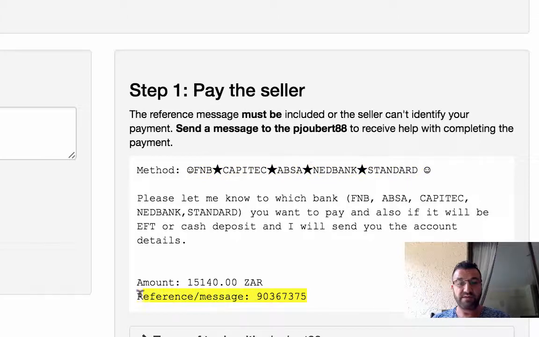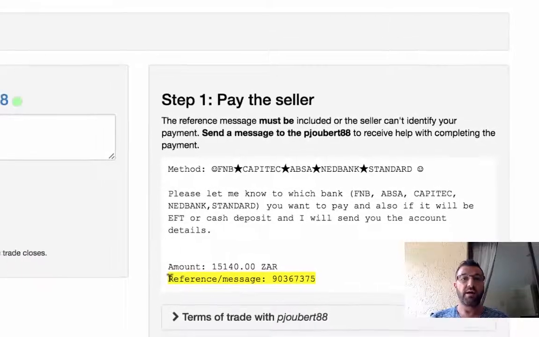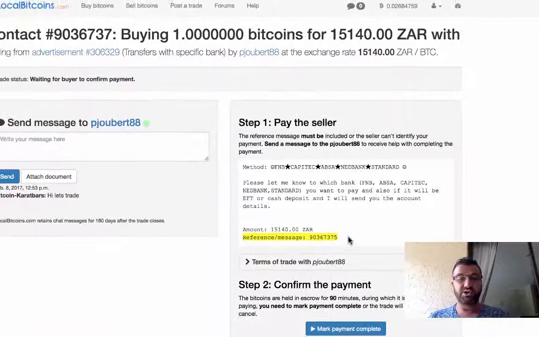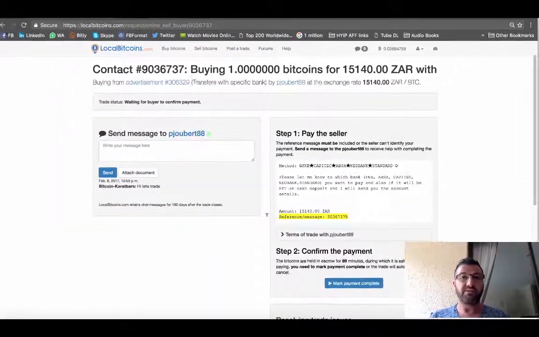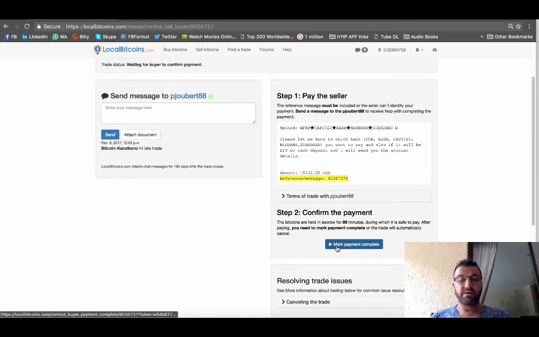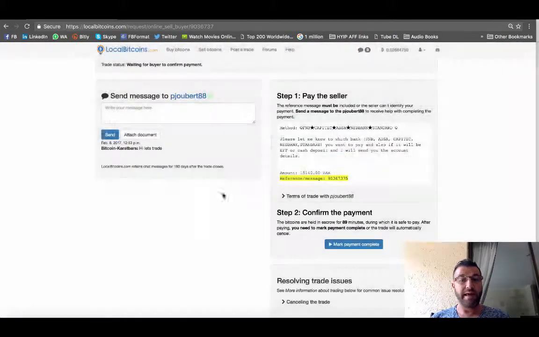And this is the reference number that you need to put on the deposit slip during the transaction, so that you can merge the transaction, because you don't know how many transactions he's doing in a day. So each reference is unique and changes every time you do a transaction. And then after you've made the payment, you just press mark as complete. I haven't done it, so I did not pay.